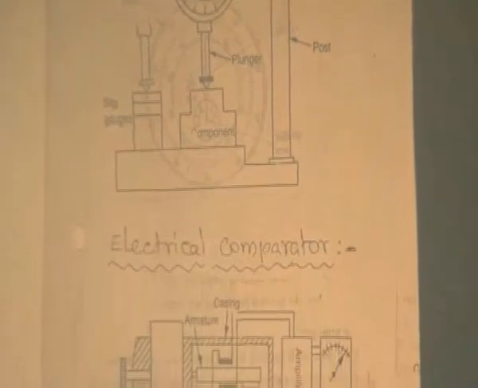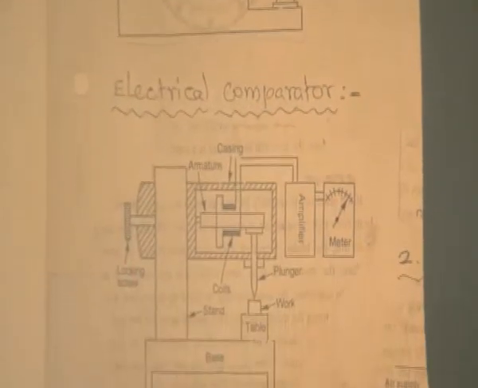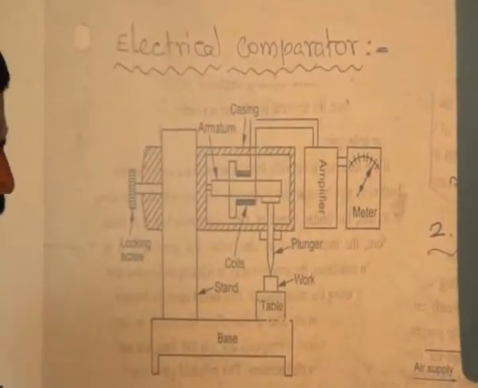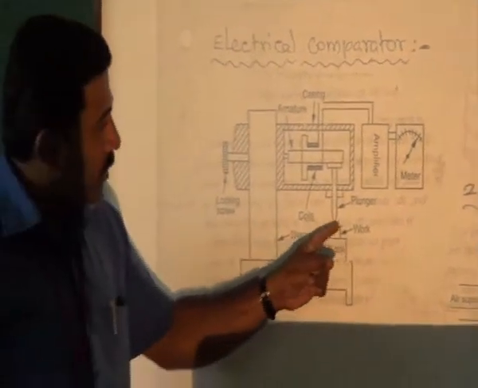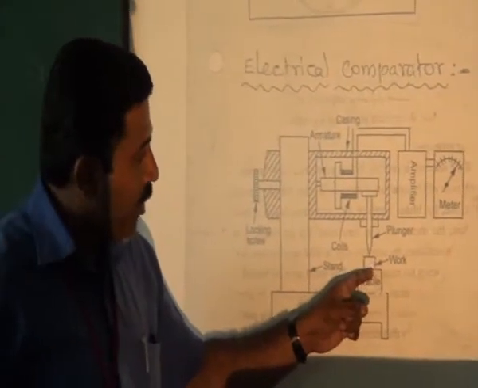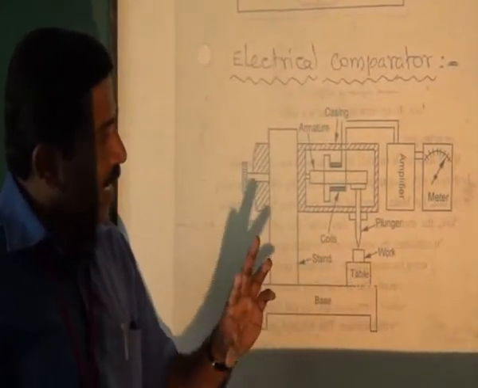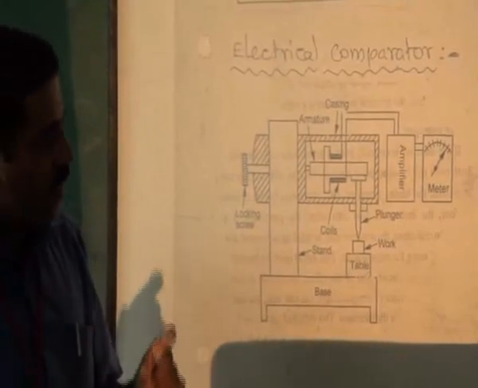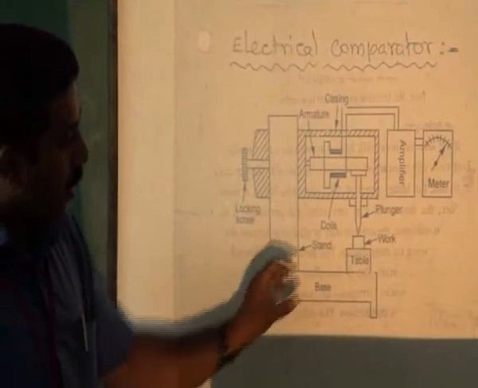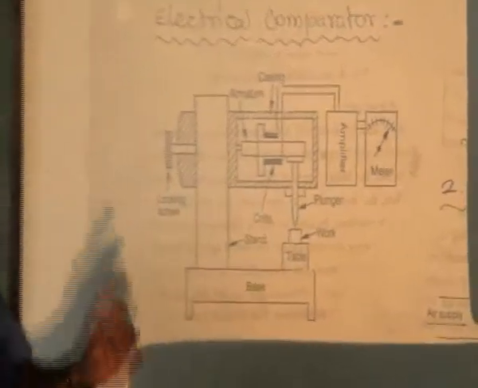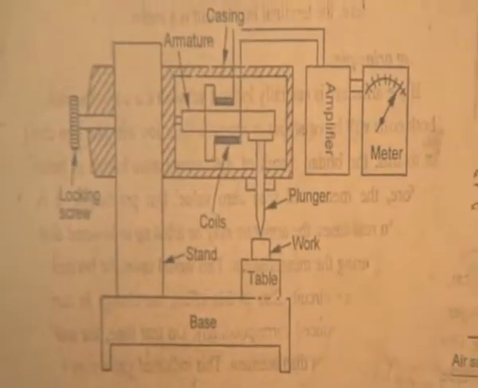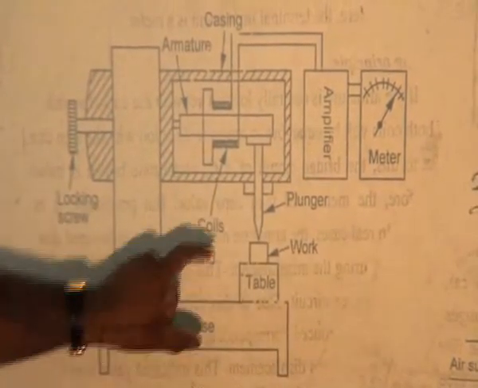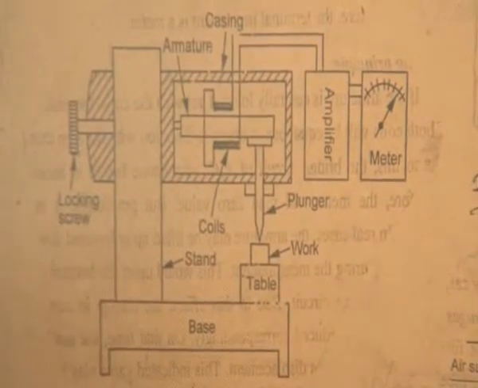Another one is the electrical comparator. The electrical comparator is used to compare the component. This one is the workpiece. We cannot measure the component directly, that is the main thing, but we can compare it. Compare means with the standard value. Initially we have to set the standard value. Then we have to measure the workpiece.